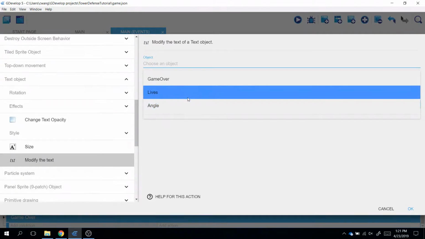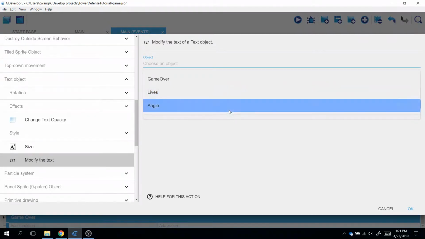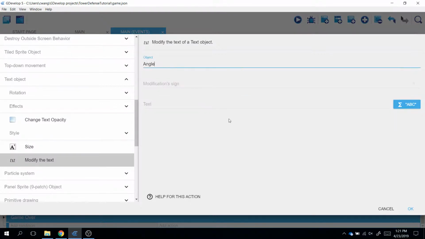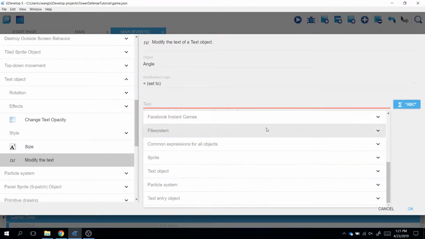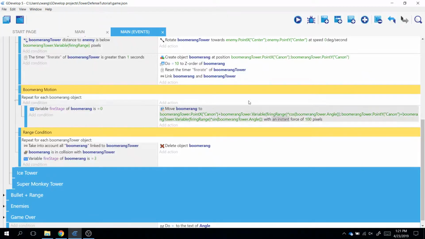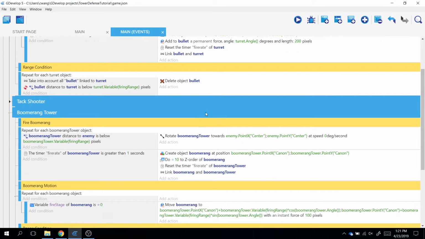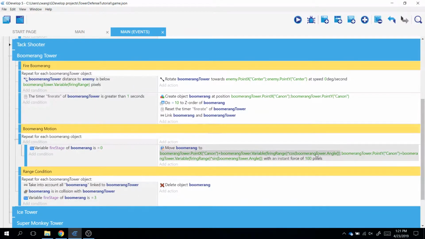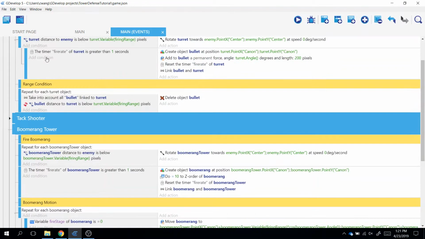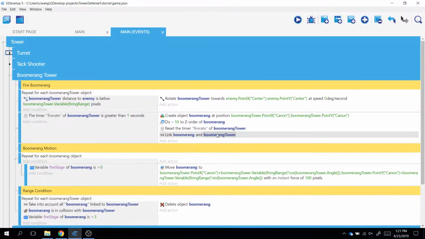Now, what do I want this text to be? I want to modify the angle text object. I want to set it equal to some text. What text do I want? Well, I want it to be the angle. So if I go back to my event, I want this to be equal to the angle of my boomerang tower right here. Okay, I'm going to go ahead and minimize this since we don't need it.